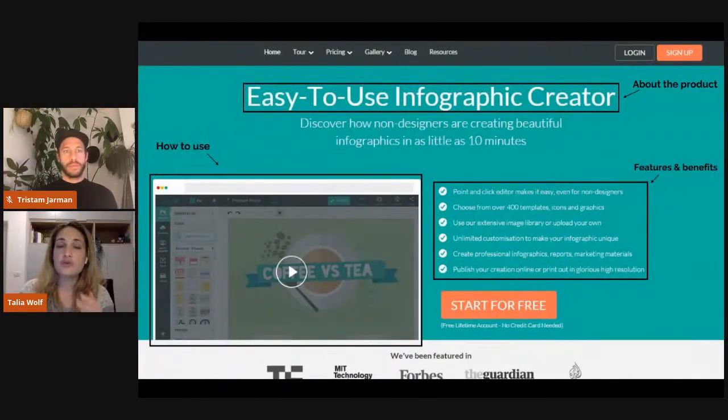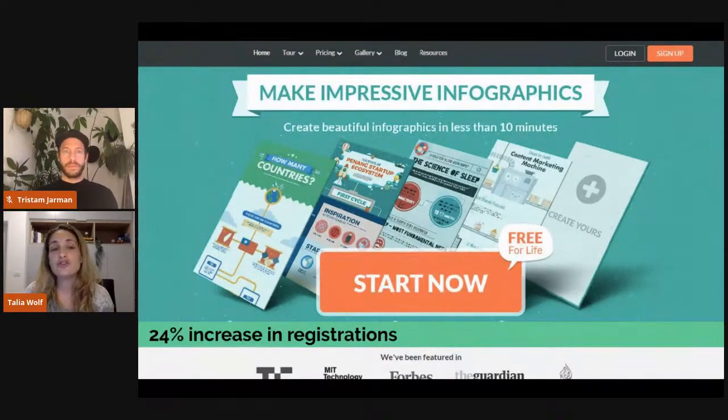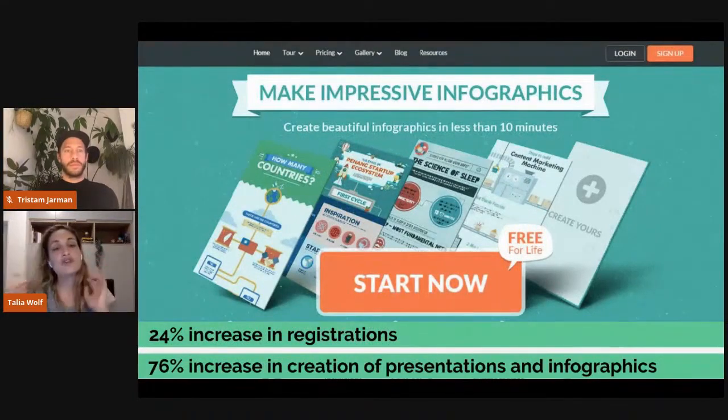But when we did our research and we changed it and we moved from being product centered to customer centered, we created this. Make impressive infographics. So it's about their end result. It was about addressing their specific issues. Create beautiful infographics in less than 10 minutes, showing them the outcome. All of this was able to actually drive 24% increase in registrations and 76% increase in creation of presentations and infographics. So, okay, let's talk about how you can avoid making these mistakes.